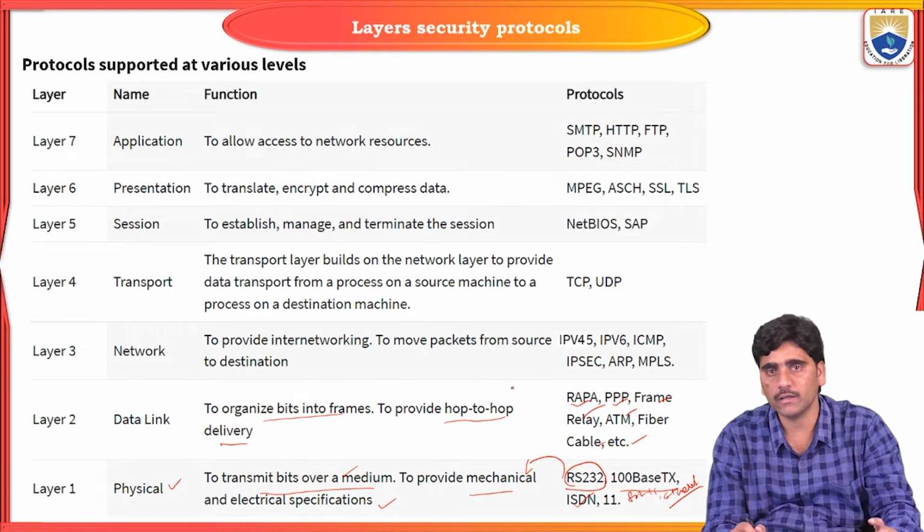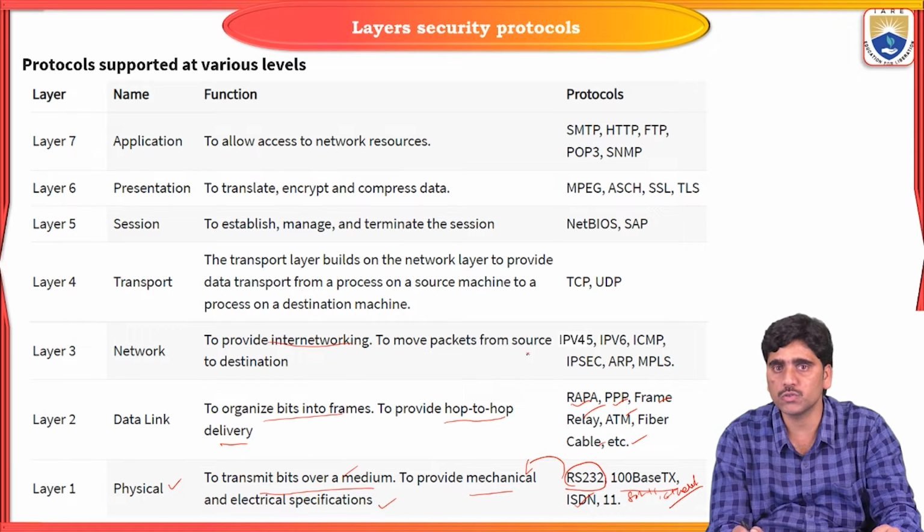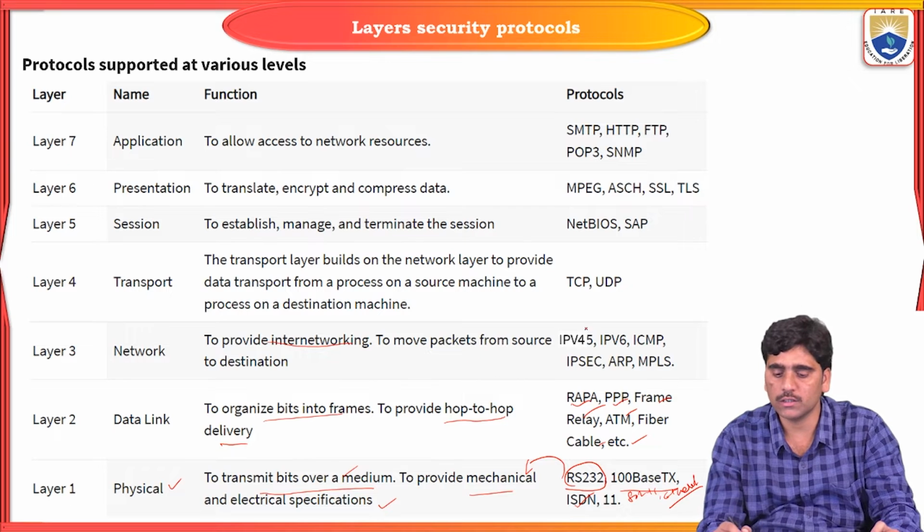And the network layer provides internetworking to move packets from source to destination using different protocols: IPv4, IPv6, ICMP, IPsec, ARP, and MPLS.